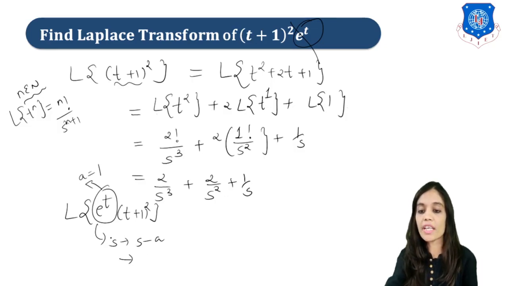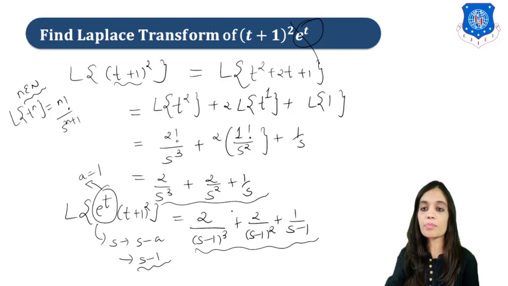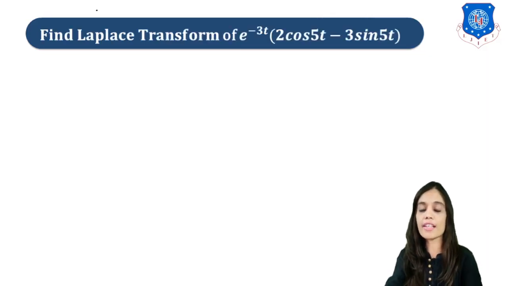So you have to replace s by what? s minus 1. Just in this, put s as s minus 1. So your final answer will be 2 upon (s minus 1) whole cube plus 2 upon (s minus 1) whole square plus 1 upon s minus 1. So this is our final answer, right? Let's go to our next example.